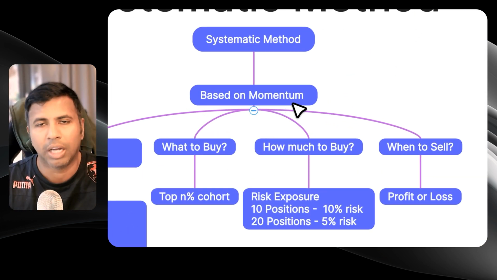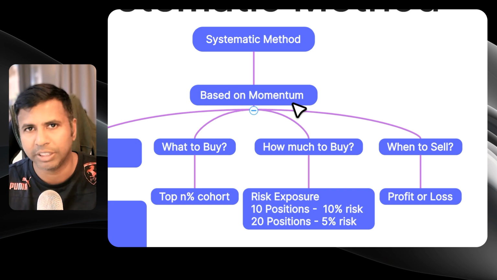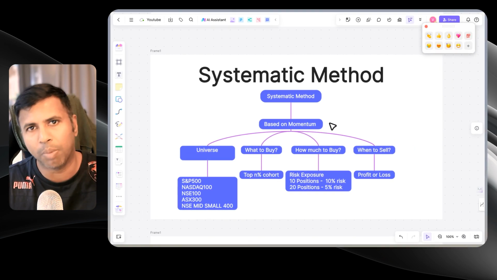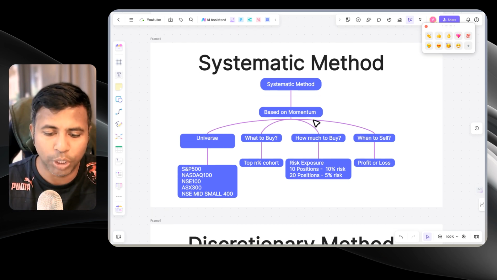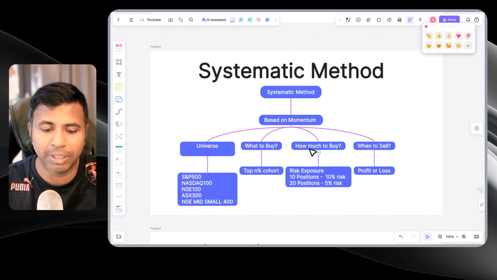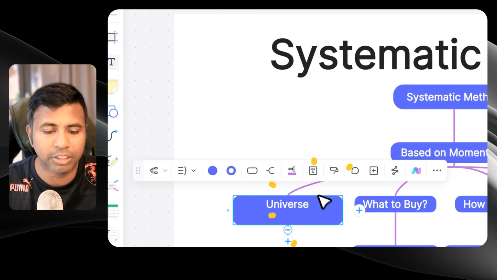I have already made some videos on momentum. You can check them out, where I've described momentum indicators, what momentum is and all that. For the purpose of this video, I'll cover what the elements involved are. The first one is the universe.